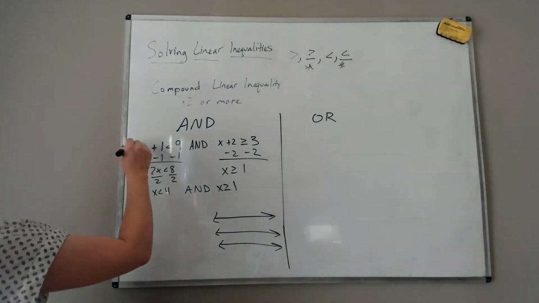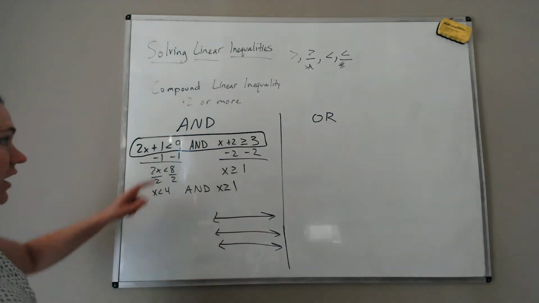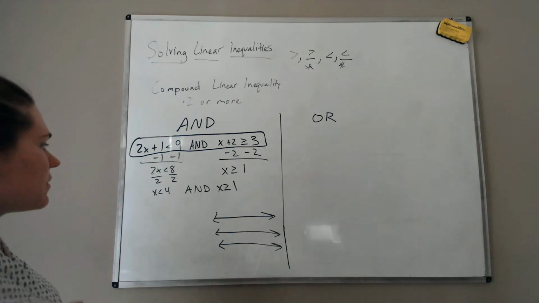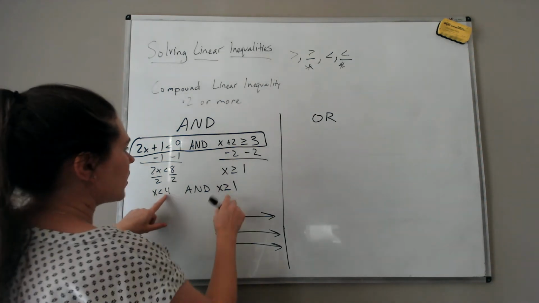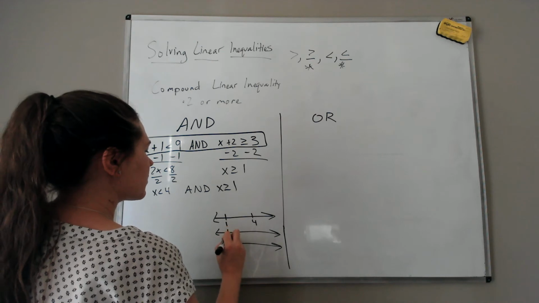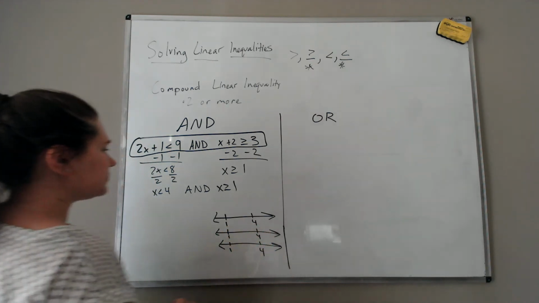This right here is the problem. This is called a compound linear inequality. You have 2 inequalities in the same statement, and it's an and. So what you do is, okay, 1 and 4. So I'm going to put a 1 here and a 4 here, on each number line.